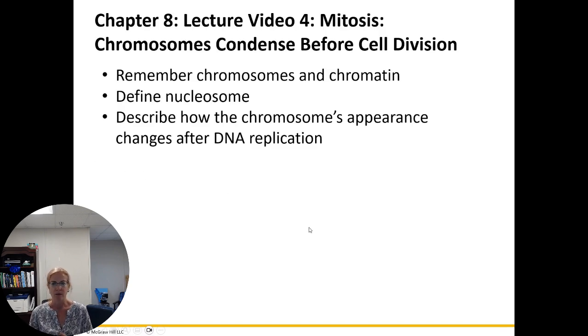So in this video, we defined chromosomes and chromatin, we defined the nucleosome, and we described how the chromosome's appearance changes after DNA replication. Remember, it starts out very loosely organized, and then it condenses and turns into a structure that's going to be a lot easier to move around the cell and to manage.